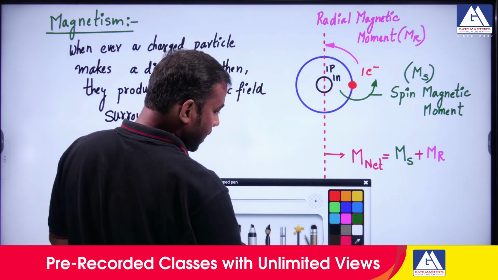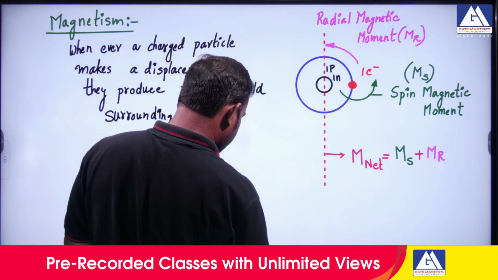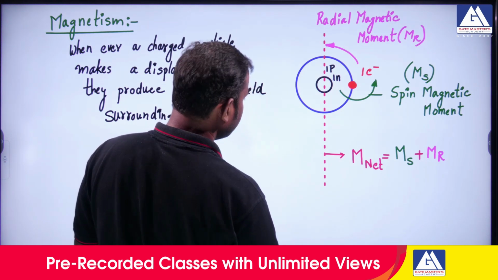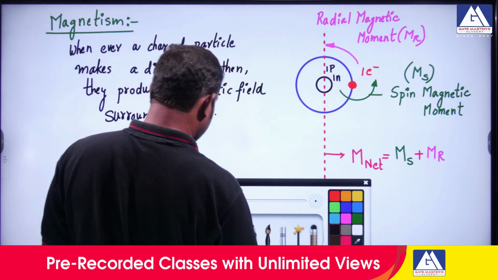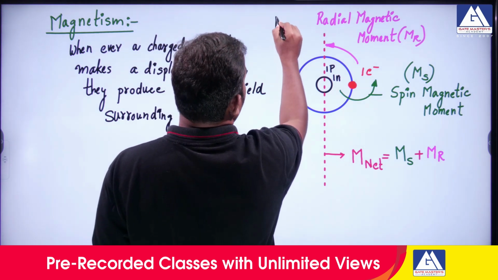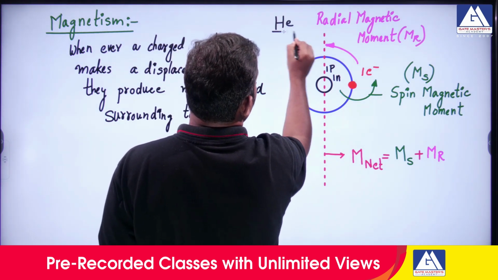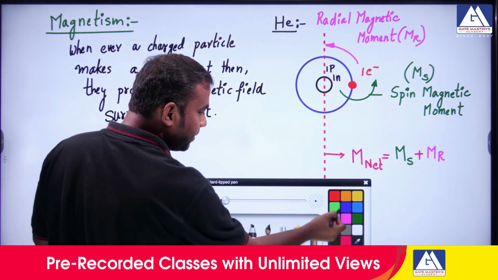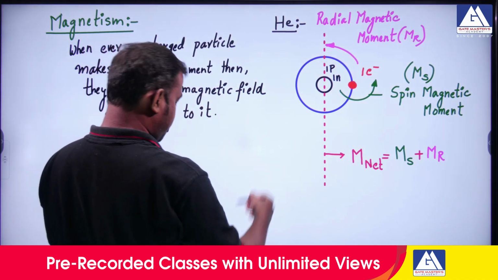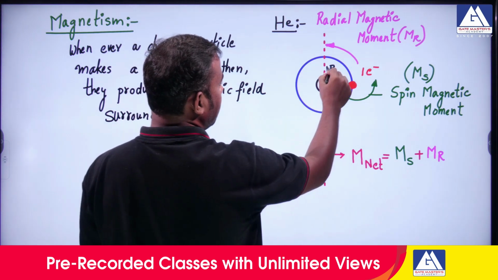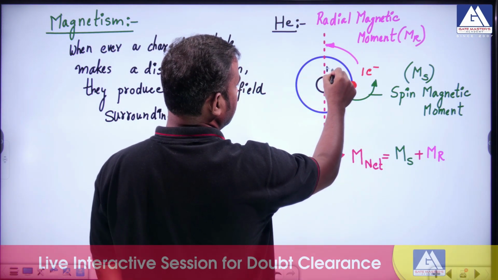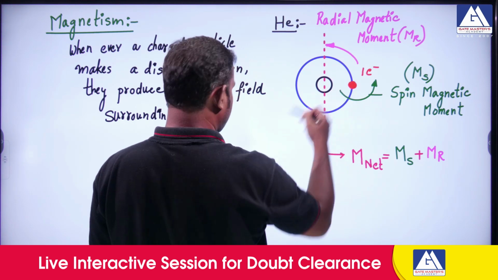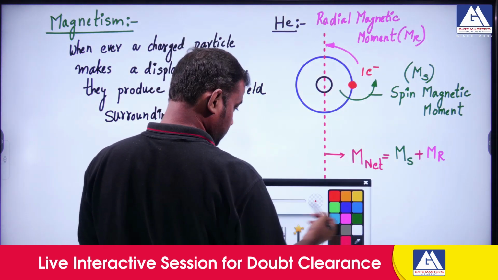What I will do is explain another case here. The other case is helium. For helium, there are two electrons in its outermost shell, 2 electrons, 2 protons and 2 neutrons, right.